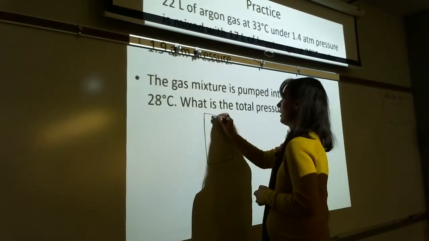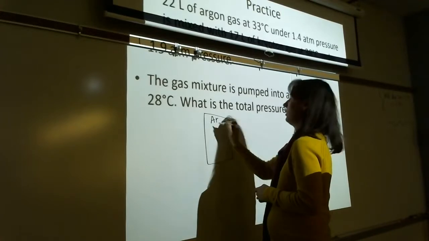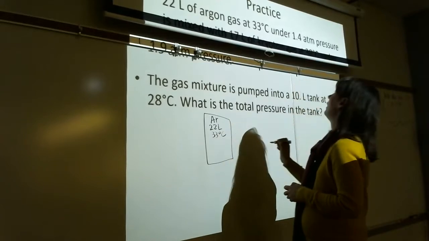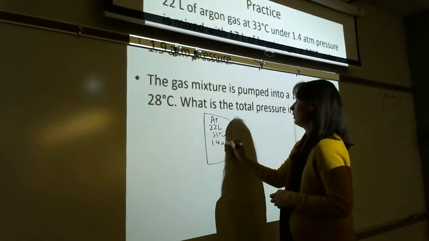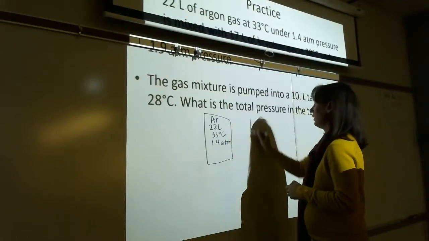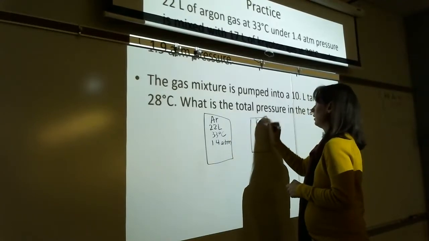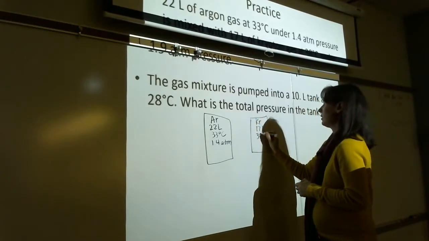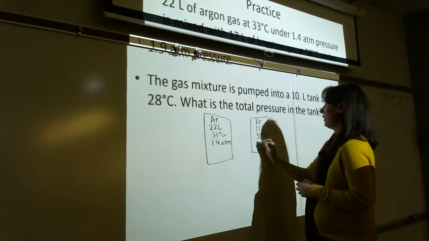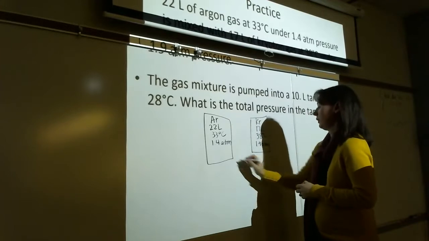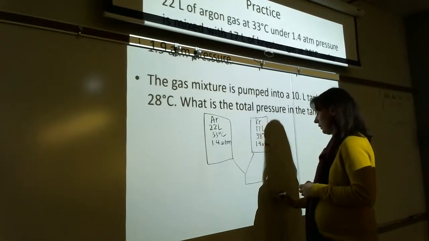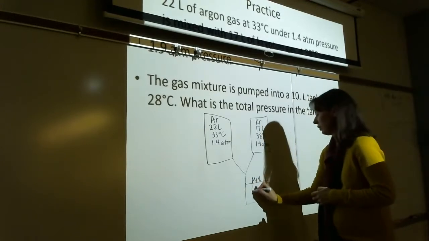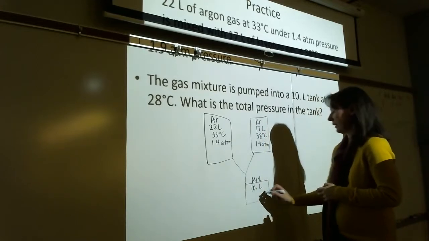Let's see, we've got, oh, that's a sad looking triangle. We've got argon, 22 liters, 33 degrees Celsius, and 1.4 atmospheres pressure. And we've got krypton, and it's 17 liters, and it's 38 degrees Celsius, and it's at 1.9 atmospheres pressure. And then we're going to mix these into a tank. This is our mix. The mixture is 10 liters and 28 degrees Celsius.